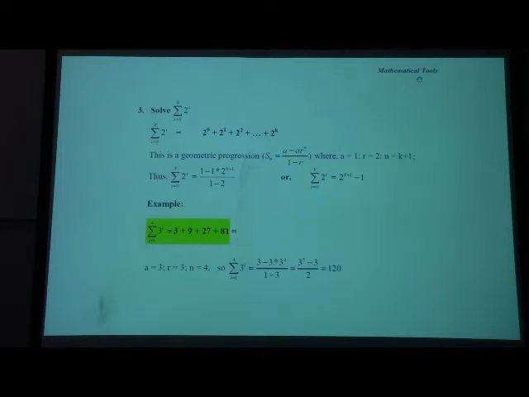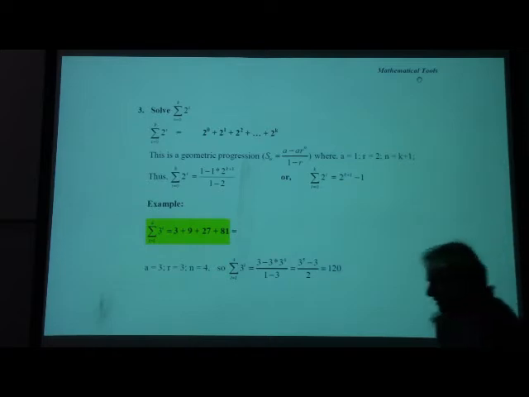r is the ratio of the sequence, so each term has to be multiplied by the ratio to get the next term. If it doesn't, it's not a geometric series. And finally, n is the number of terms that we have. So we need a, r, and n. If we have a, r, and n, we can figure out the sum of any geometric progression. Okay? So let's take an example here.